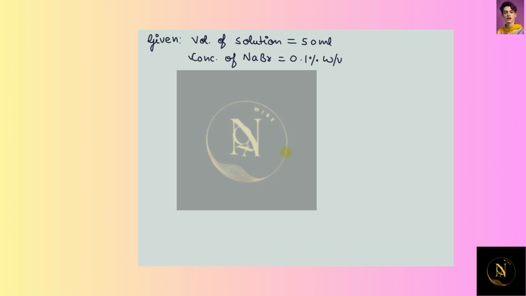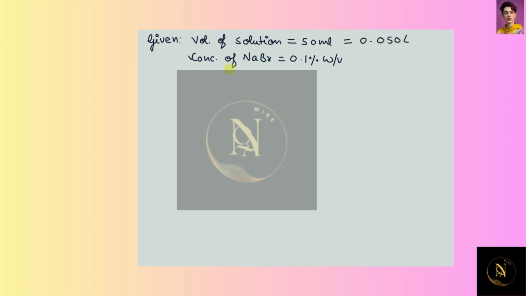Hello students, so the question is to find the amount of the Br2, the bromine liquid, which is formed from the reaction. So here the volume of the solution is given as 50 ml. So here we'll divide this by 1000 to convert it into liters and it will be 0.050 liter.